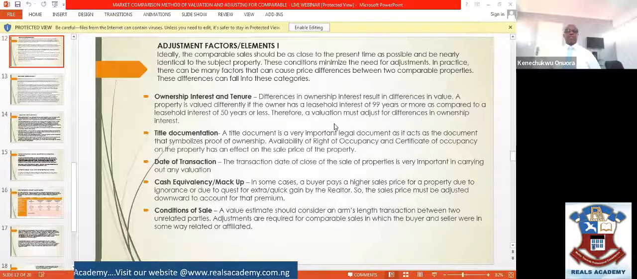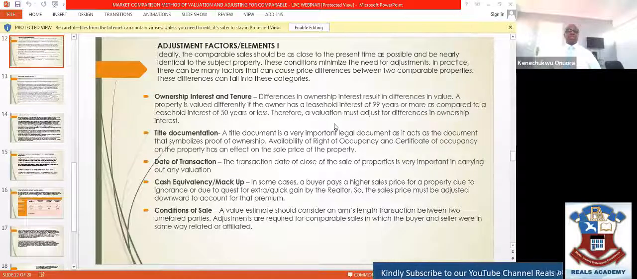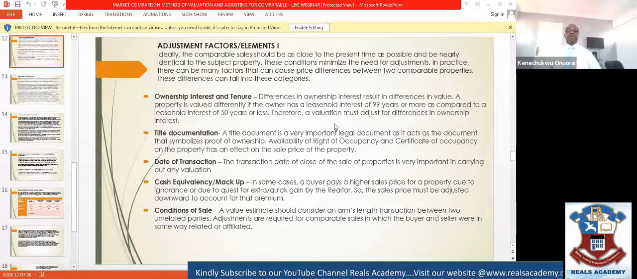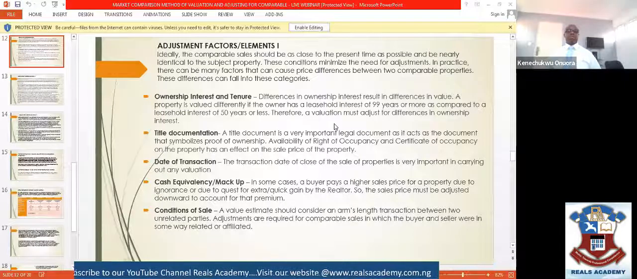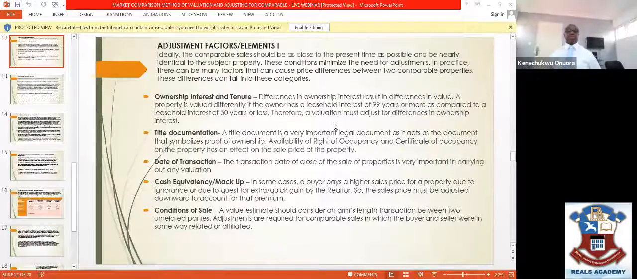Title documentation. Does it have a certificate of occupancy? Does the property have a right of occupancy? Does it just have a normal, just allocation letter? These are all the things you need to check because they are elements of adjustments. So when you're comparing with a subject property, the title documentation will enable you to know whether you're adjusting to the negative or adjusting to the positive, so as to equal the value.